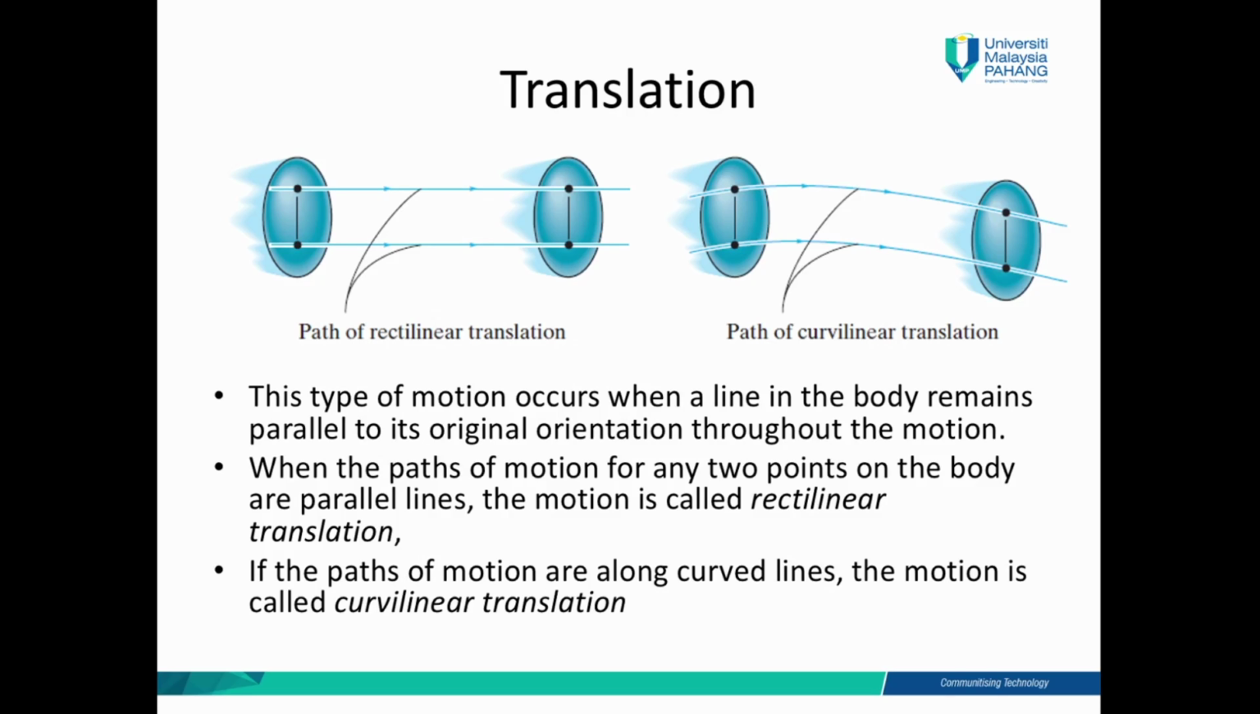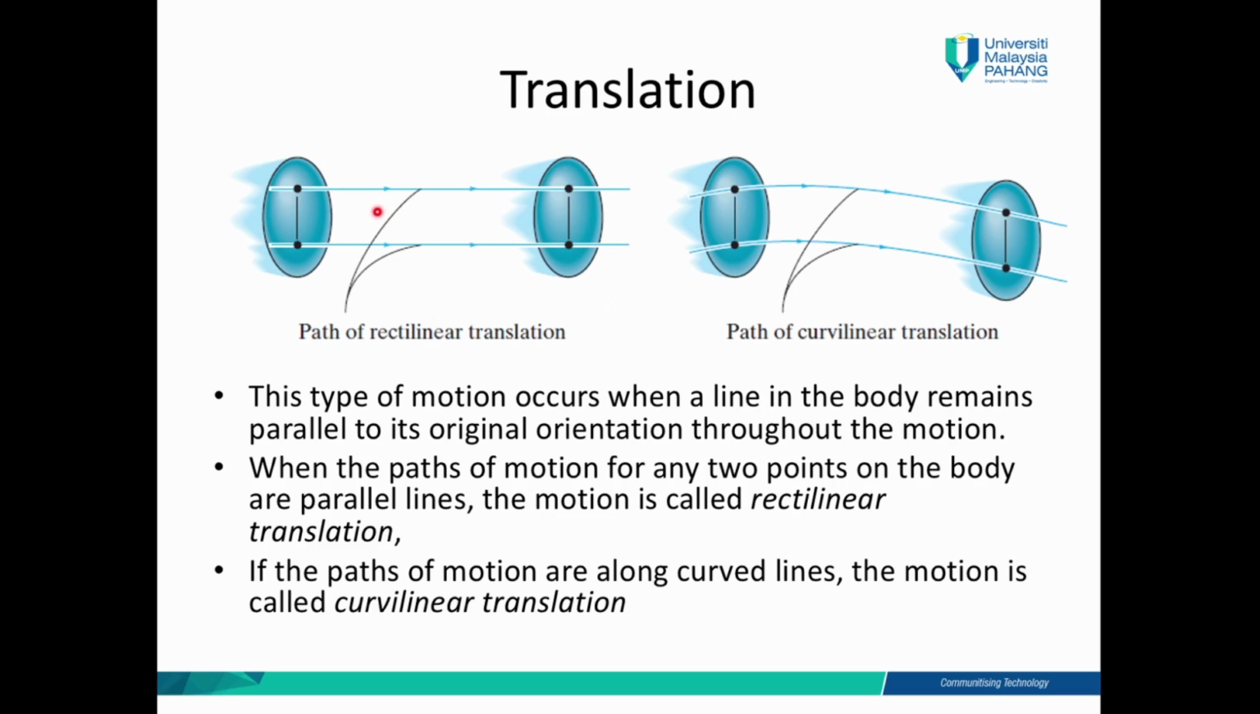The translation motion is quite simple. We call it a translation if the line in the body remains parallel to its original line. So if it moves, and the line between two points on the rigid body is still the same, it doesn't change in angle, this is what we call a translating motion.